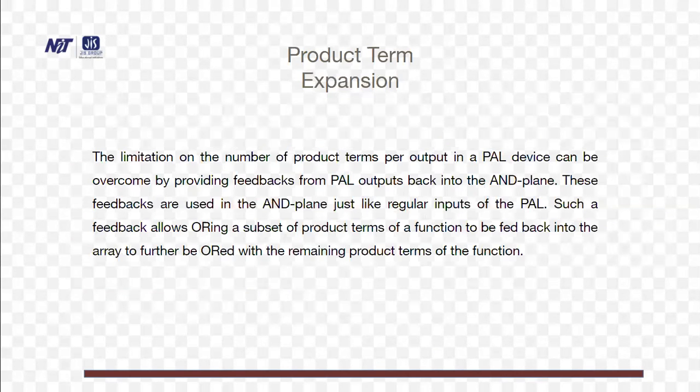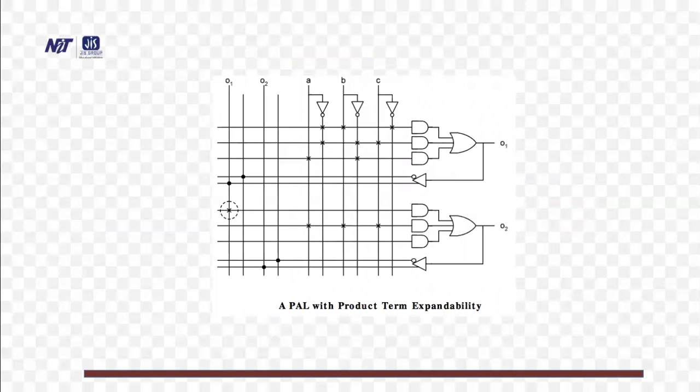Product term expansion. The limitation on the number of product terms per output in a PAL device can be overcome by providing feedbacks from the PAL output back into the AND plane. These feedbacks are used in the AND plane just like regular inputs of PAL. Such a feedback allows ORing a subset of product terms of a function to be fed back into the array to be ORed with the remaining product terms of the function. So PAL with product term expandability. So output is feedback to the input over there.